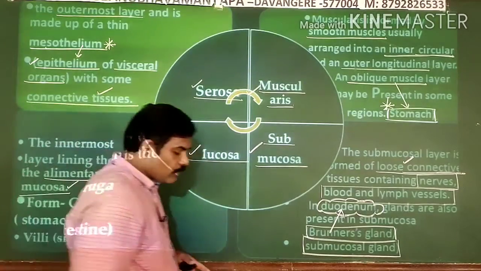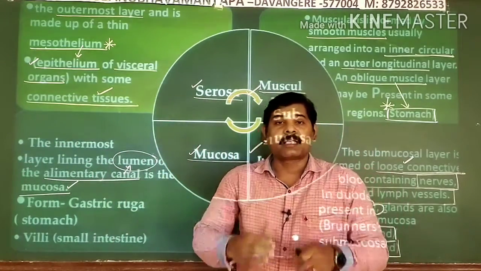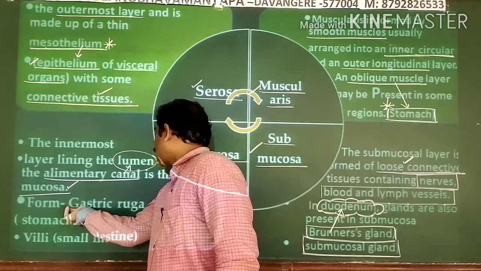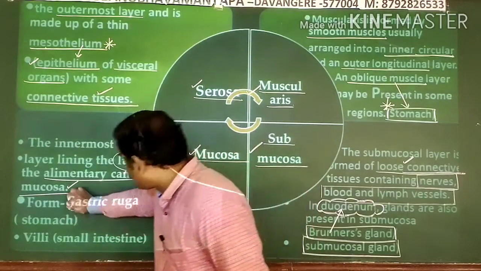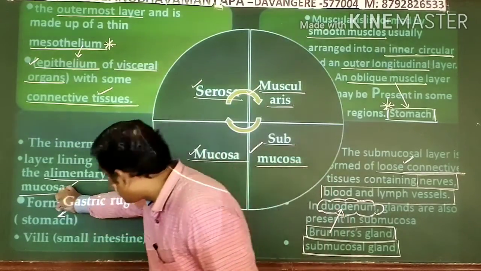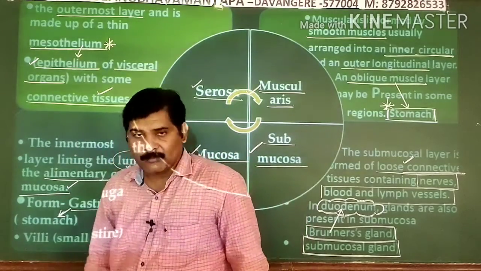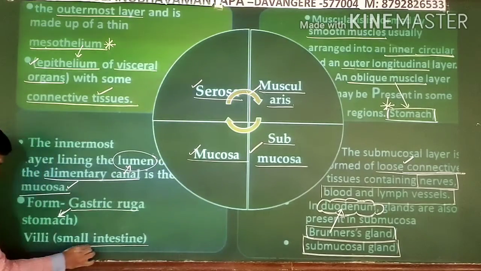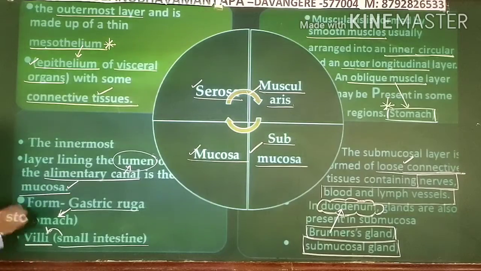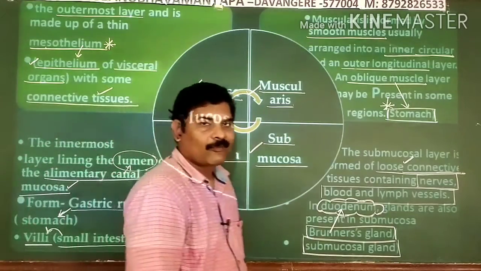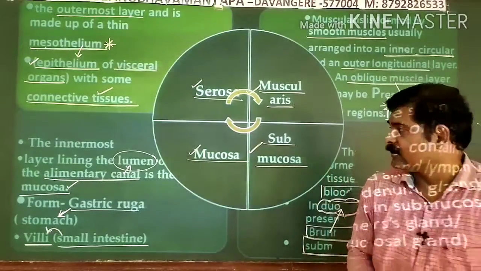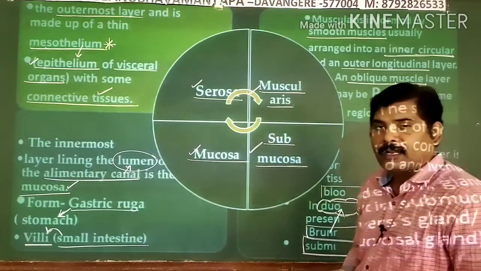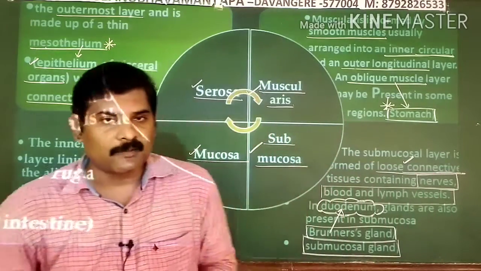The very important point related to the mucosa is that it develops certain kinds of projections. These projections within the stomach are known as gastric rugae. Whereas if the same kind of projections are present in the small intestine, they are known as villi. Villi is a plural word, villus is the singular. So this is all about the histology of the alimentary canal. You might have got the complete information regarding this.